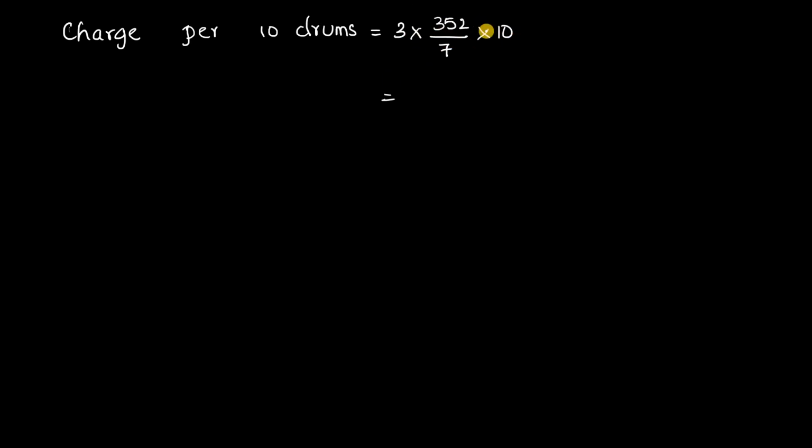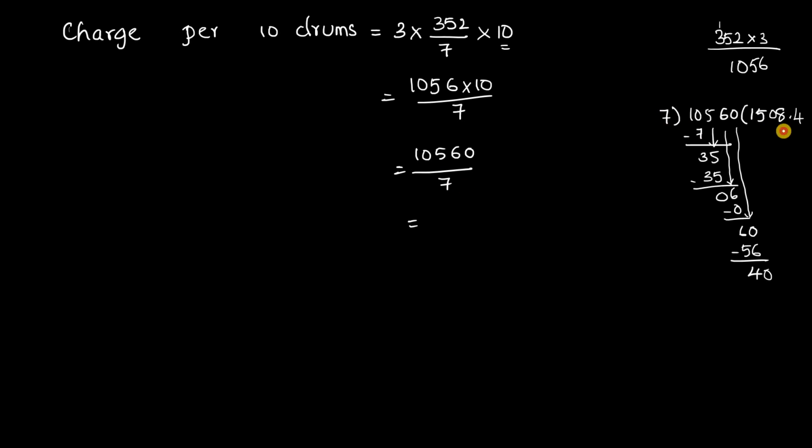3 into 10 is 30, leave it here. 352 into 3: 3 2's are 6, 3 5's are 15, 1, 3 3's are 9 and 10. 1056 into 10 is 10560 by 7. You know the division. We got 1508.4.